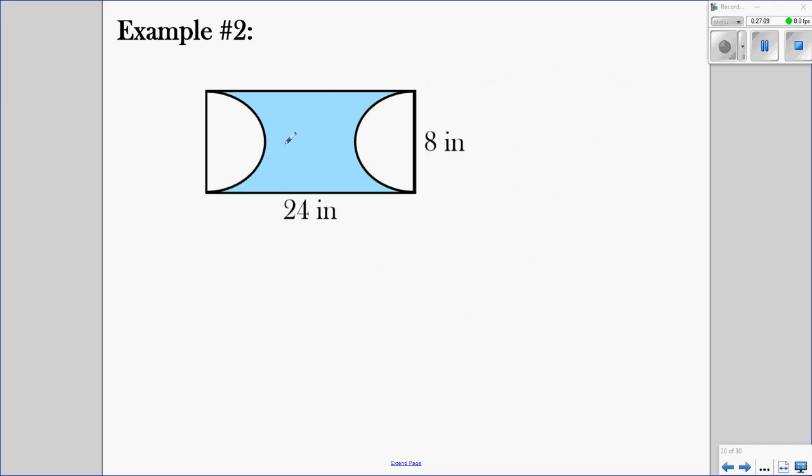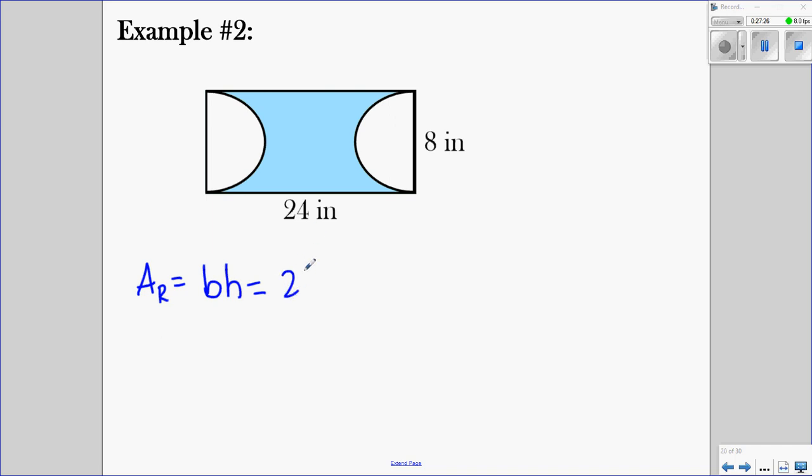We have actually three shapes. We have the rectangle and we have the two little half circles. Those two half circles put together will give you a full circle, so I'm going to treat it as one shape. The first one is a rectangle, which is base times height, or length times width.